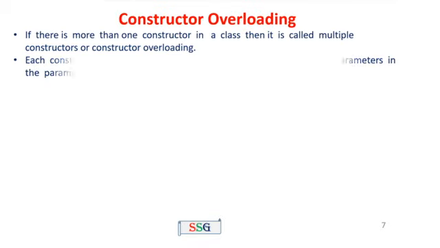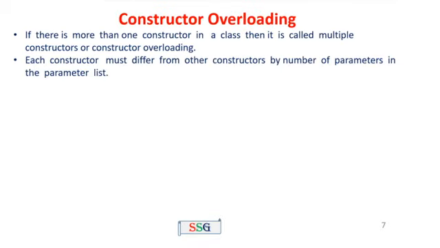Okay, the next one, constructor overloading. All of you know overloading. Already we know about method overloading. That means the same function name used for more than one function is called method overloading or function overloading. Constructor overloading: if there is more than one constructor in a class, then it is called multiple constructors or constructor overloading. Each constructor must differ from the other constructor by the number of parameters in the parameter list.